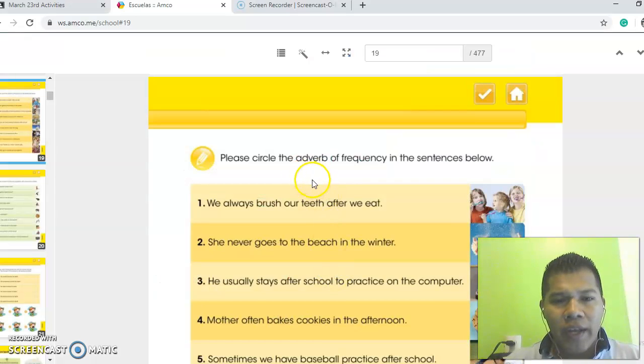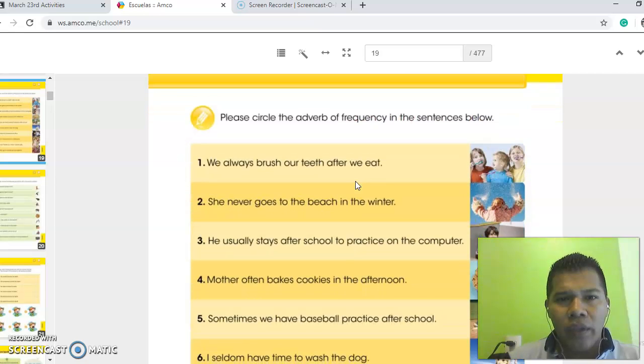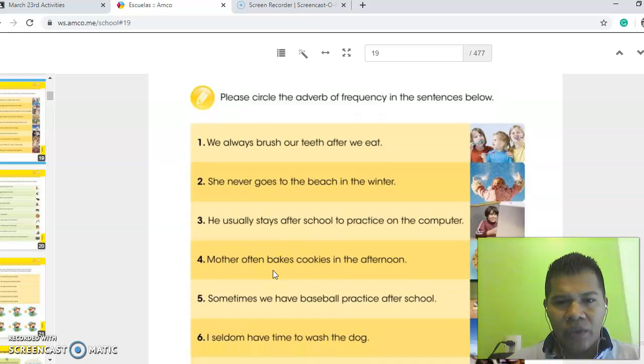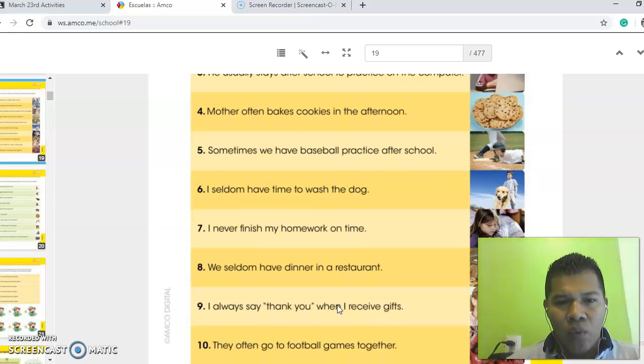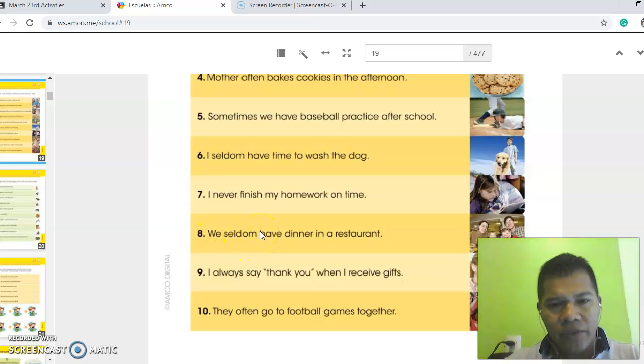Therefore, here in a class, we were only circling the adverb of frequency. We always brush our teeth. She never goes to the beach. He usually stays after school. Mother often bakes cookies in the afternoon. Sometimes we have baseball practice after school. I seldom have time to watch the dog. I never finish my homework on time. We seldom have dinner in a restaurant. I always say thank you. They often go to football games together.